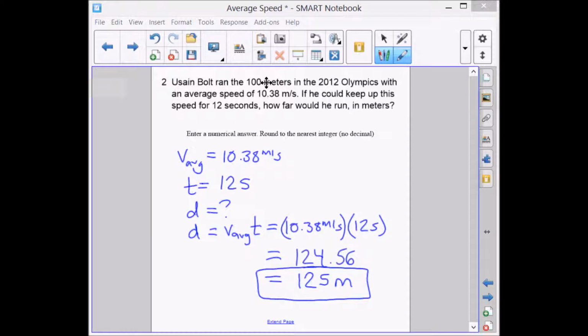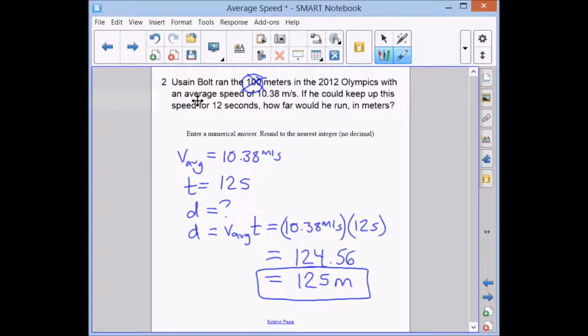Notice that the number 100 meters here was not important to the problem. I was just telling you about the 100-meter dash, but that wasn't something that I needed, so I didn't write it down. What was important was his average speed and how far he could run in 12 seconds if he ran with that average speed. So obviously you can see he'd run more than 100 meters, which means he must have done the 100-meter dash in less than 12 seconds. Pretty fast running speed, by the way.